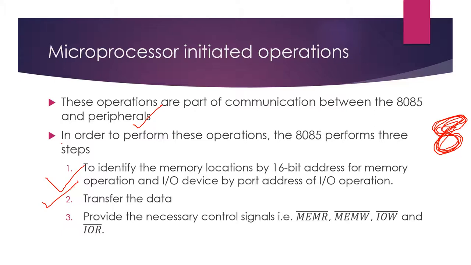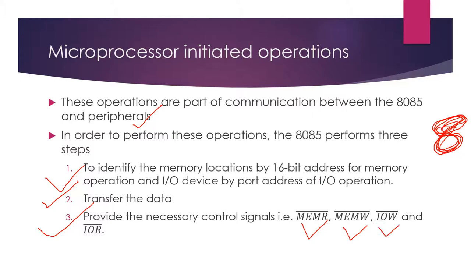If the microprocessor is writing certain output to the output device, then data transfer takes place from the microprocessor to the output device. After the data transfer, it provides certain necessary control signals. If the microprocessor is performing memory read, it generates the MEMR bar control signal. If the microprocessor is writing to the memory, then it generates the MEMW bar signal.